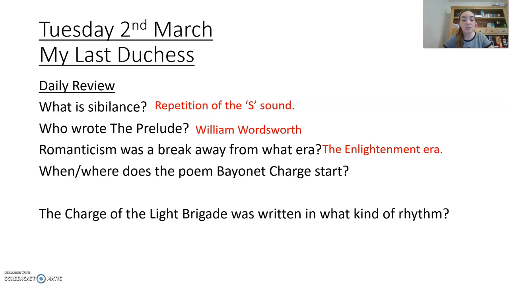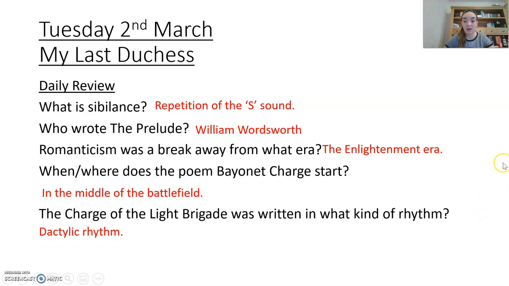When or where does the poem Bayonet Charge start? It starts in the middle of the battlefield. He is charging as the poem starts, right onto the battlefield. He's come up over the trench and the poem starts. And finally, The Charge of the Light Brigade was written in what kind of rhythm? Dactylic rhythm. Okay, give yourselves a mark out of 5.